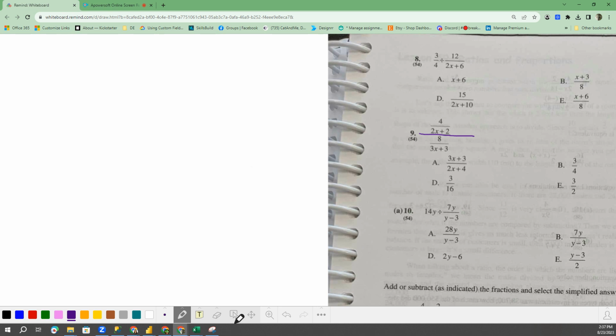Okay, so this is the keep, change, flip. Okay, so let's copy that. 4 over 2x plus 2 divided by, way longer, 8 over 3x plus 3. Okay, so now we keep the numerator 4 over 2x plus 2. We change the division to multiplication, and then we flip the second fraction: 3x plus 3 over 8.